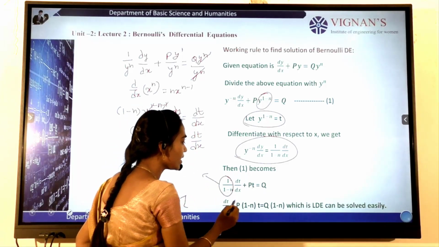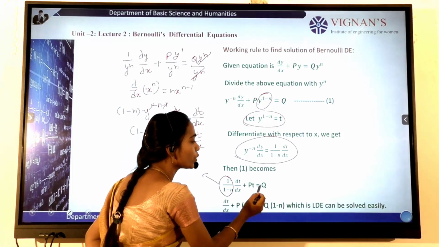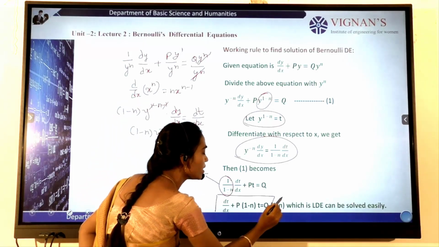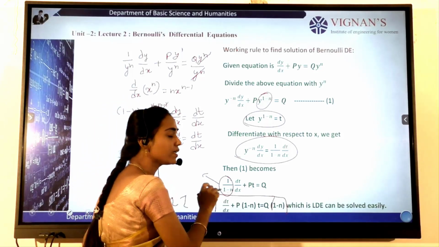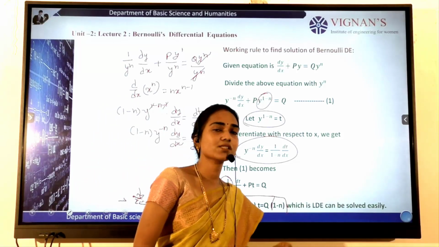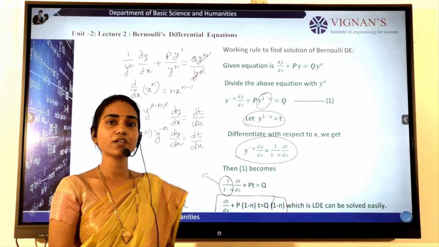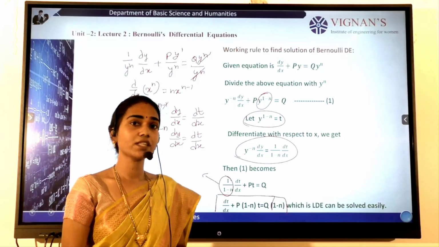We get dt by dx plus p into 1 minus n into t is equal to q into 1 minus n. If you observe the last equation, it is clearly a linear differential equation in variable t. This is a linear equation in t which can be easily solved, as I already discussed in the last lecture on the solution of linear differential equations. Now let me explain the Bernoulli's differential equation with an example.